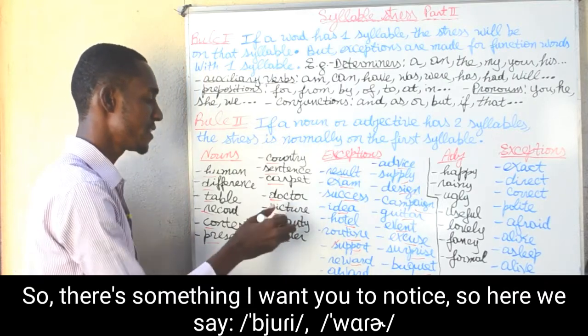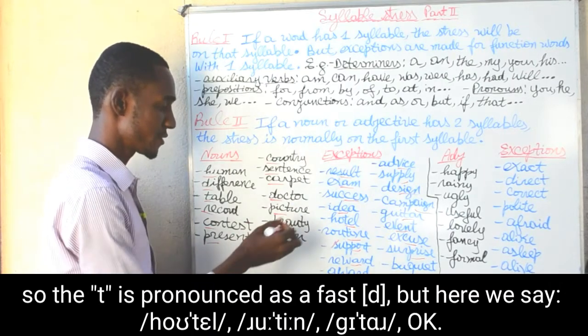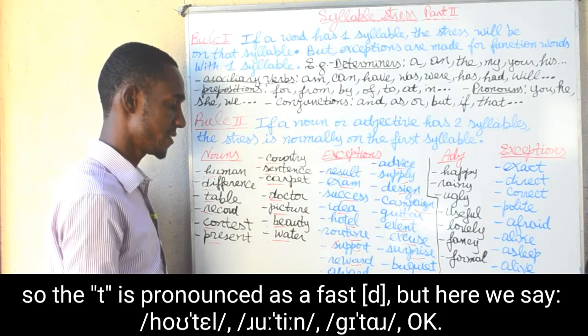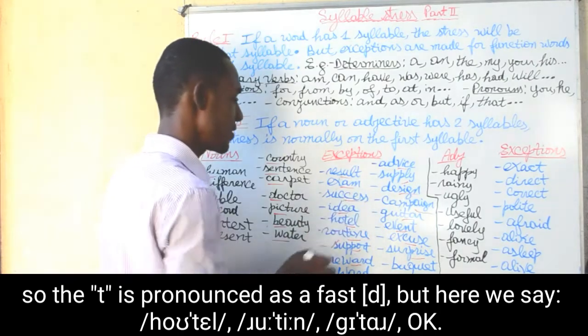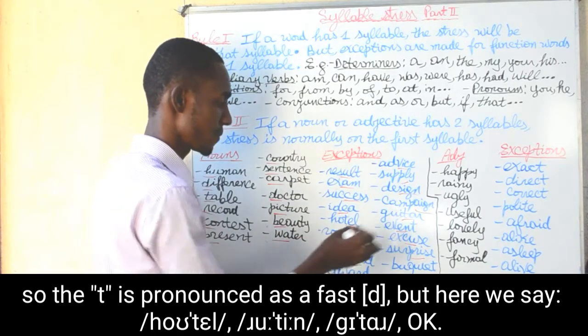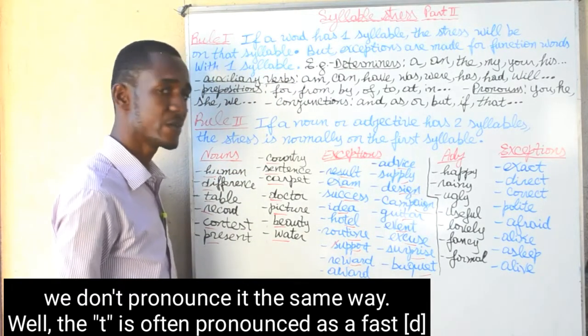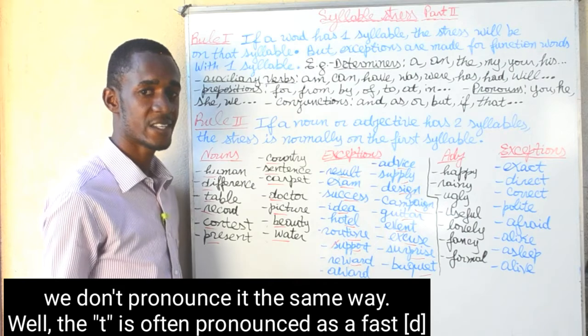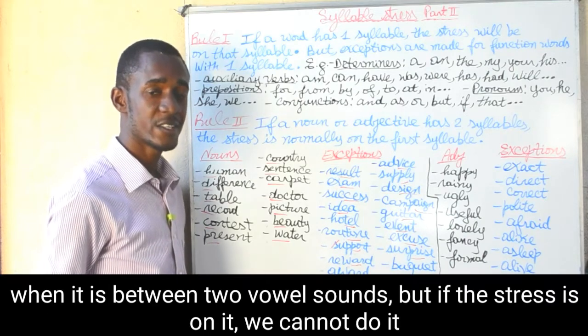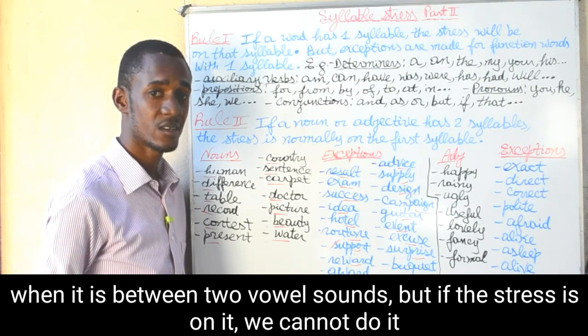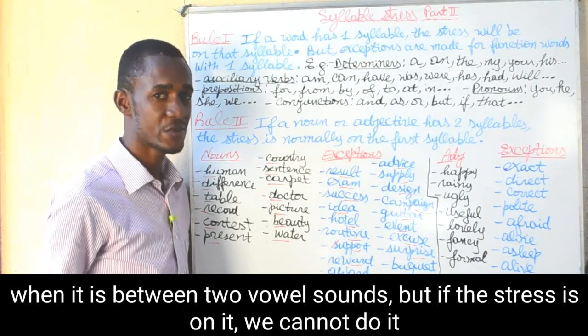Here we say beauty, water, so the T is pronounced as a fast D. But here we say hotel, routine, guitar, okay? We don't pronounce it the same way. Well, the T is often pronounced as a fast D when it is between two vowel sounds, but if the stress is on it, we cannot do it.